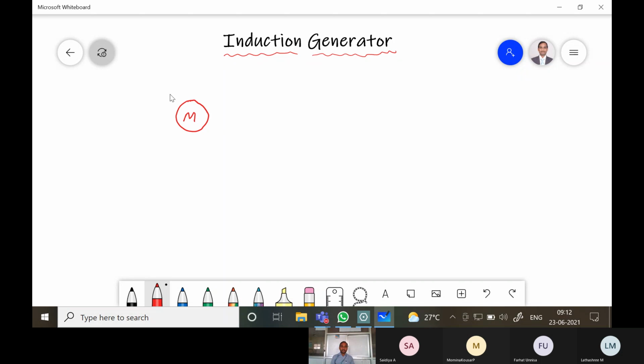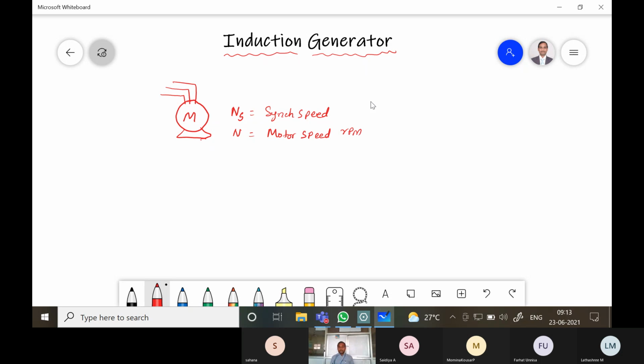This is the induction motor, generally a three-phase induction motor. So what is the speed of the induction motor? ns is the synchronous speed of the induction motor, and n is the motor speed. Both are in terms of rpm, right? So what is the slip? Slip is equal to (ns minus n) divided by ns. So this is your slip.